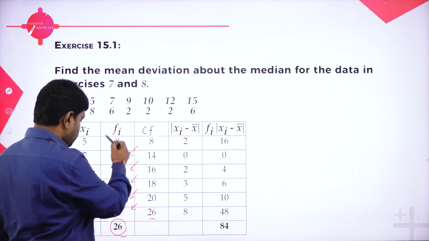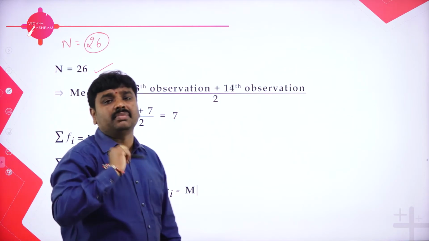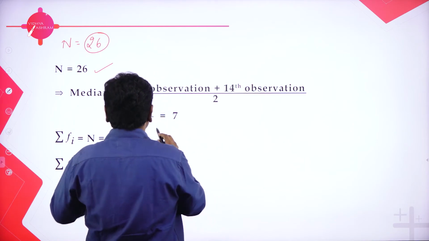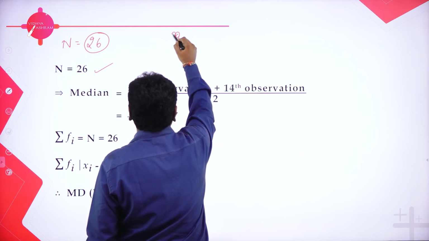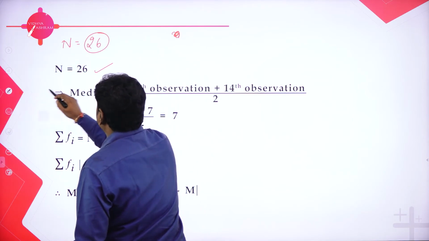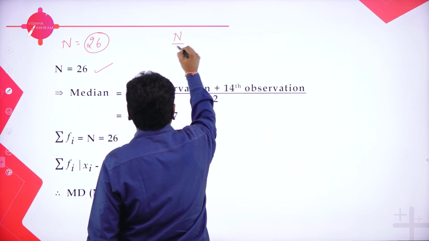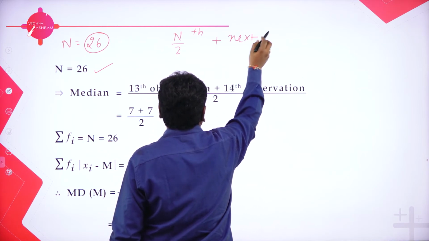If you see, this is sum of the frequencies. 26 different observations are there. 26 is an even number. So, now median is half of it. Median is n by 2. How to calculate median? I taught you. Median means middle value. So, n by 2th term plus the next term, divided by 2.